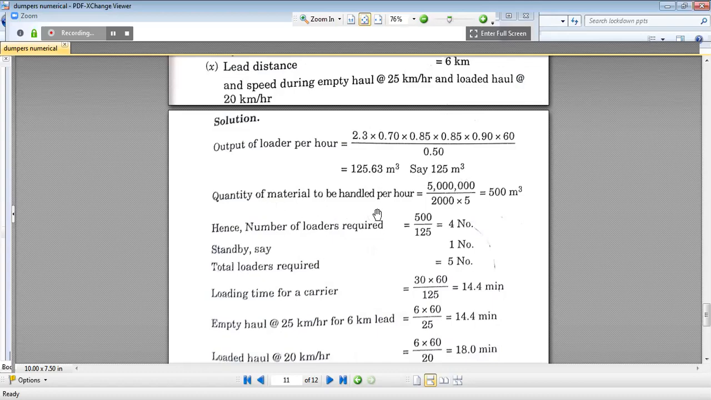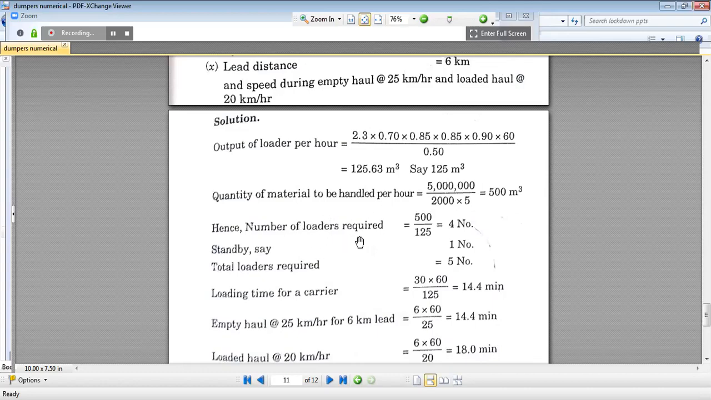Next, quantity of material to be handled per hour. Total quantity is 50 lakh. How many hours are we working? We are working in a year for 2000 hours, but my total project duration is 5 years. So in total I am working for 10,000 hours. Then total quantity is 50 lakh cubic meter. Then in an hour I am supposed to transport around 500 cubic meter of soil.